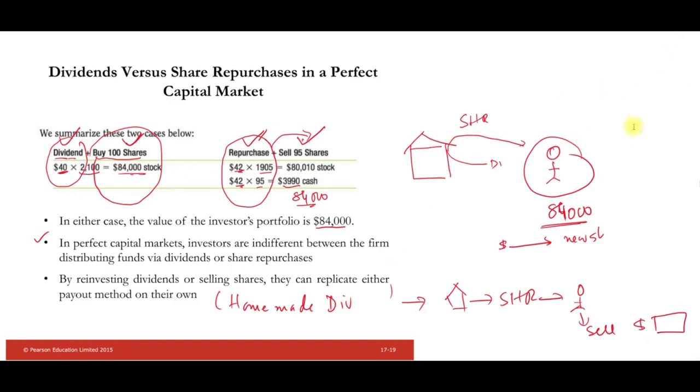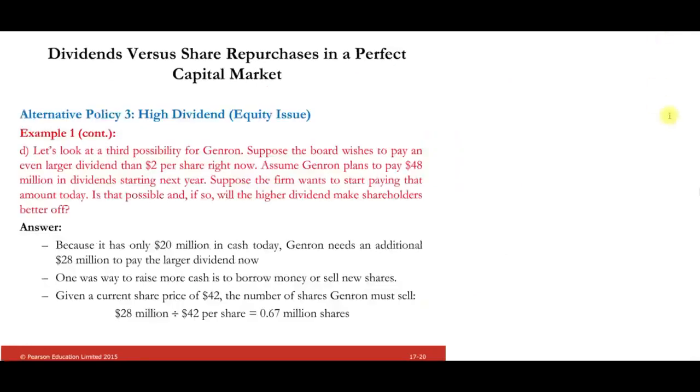But the story is, whatever the policy of the company, the shareholders' wealth is not changing, but it is only true in the perfect capital market. And in the perfect capital market, we don't have any taxes, transaction costs, information asymmetry, or the like. Now the third policy is an out of the way policy. So there is a third policy, that is high dividend. Okay, so there was some regular dividend that we saw in the first case, but then there is high dividend, and if you see here, it is equity issuance.